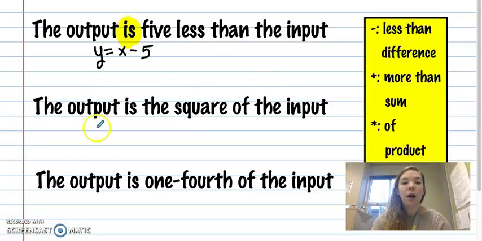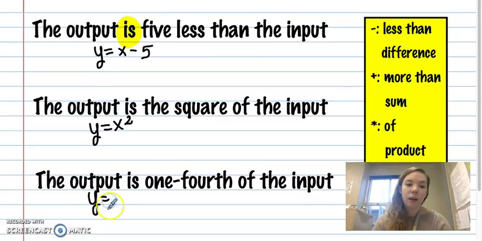Okay? The output is the square of the input. So the output is y equal. Square of the input would be x squared, that exponent of 2. The output is 1/4 of the input. The output is y equal to 1/4 of. Of is always going to mean multiply. So 1/4 times x. So I'm not going to put anything in between. I know when a variable and a number are right next to each other, it means multiply, but you could use the dot for multiplication, or you could use parentheses.